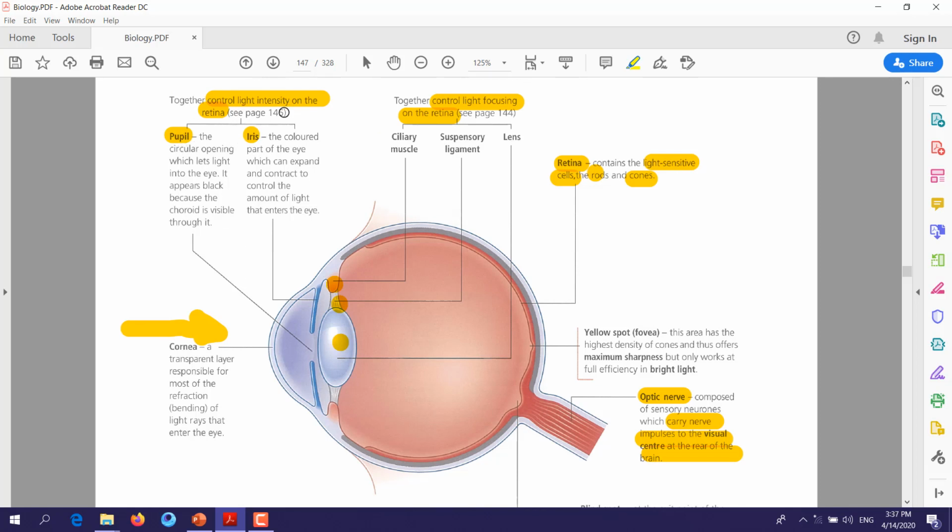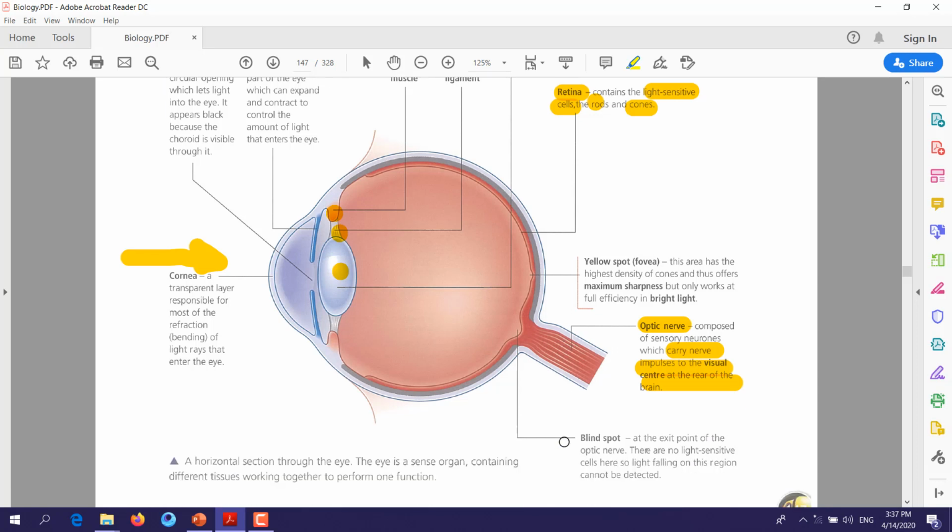Again, the light starts from here. The pupil and iris control the intensity that goes to the retina. Then these three parts control focusing the light on the retina. The retina has sensitive cells. These sensitive cells will detect the stimulus, then send it to the brain through the optic nerve. And we also have another part, the yellow spot. This area has the highest density of cones and thus offers maximum sharpness, but only works at full efficiency in bright light.